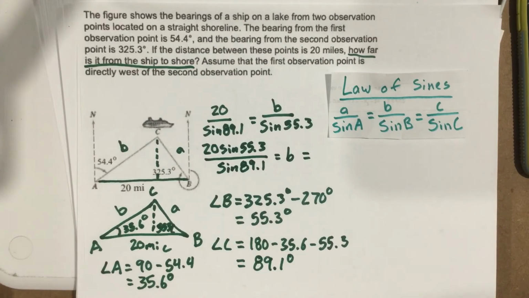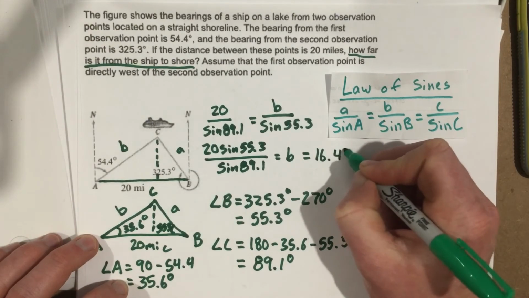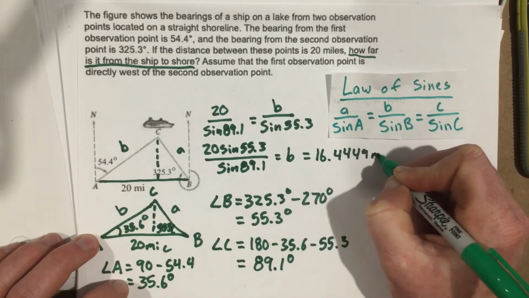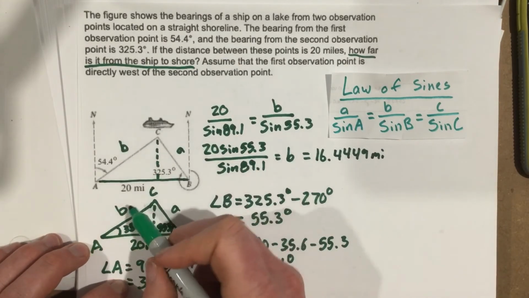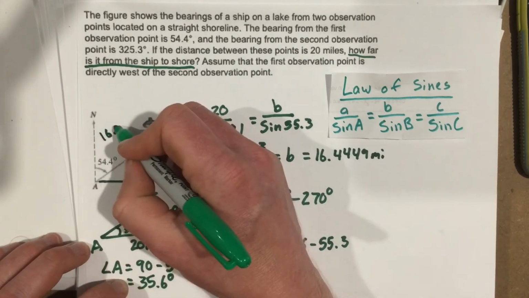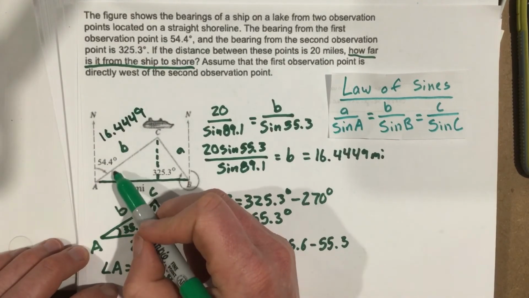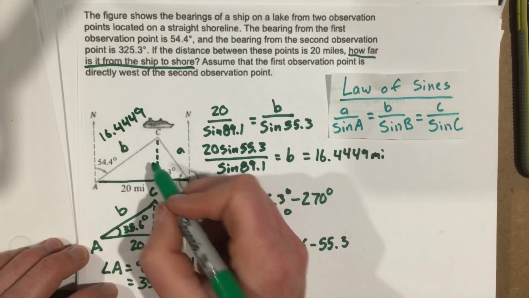So let's go ahead and plug that in. That's 20 sine 55.3 divided by sine 89.1, and I end up with 16.4449 miles. So this side B, I can write that up there, 16.4449 miles. Now I can use SOHCAHTOA here to find this side, because I really want to find this height right here.